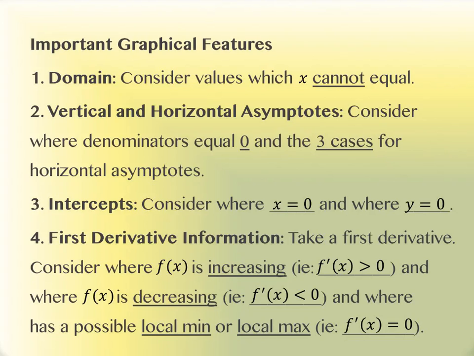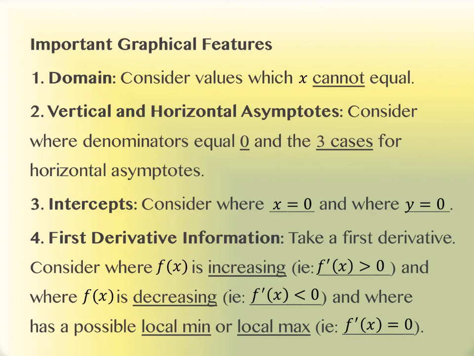Second thing, which we've been working on at different points through the semester, is vertical and horizontal asymptotes. Vertical asymptotes, of course, is when the denominator is 0. And you could throw in slant asymptotes in this case. And then the 3 cases for horizontal asymptotes. Remember, if the degree on top is bigger, no horizontal asymptote. If it's exactly 1 bigger, there's a slant asymptote. If the degree on top is smaller, then you've got y equals 0. And if the degrees match, then you look at the leading coefficients.